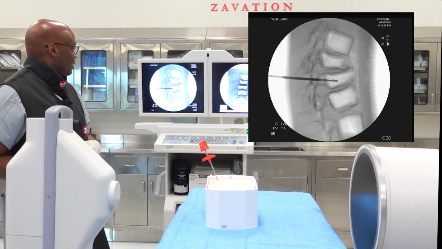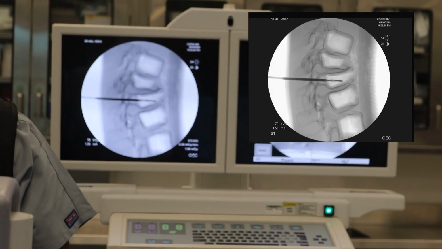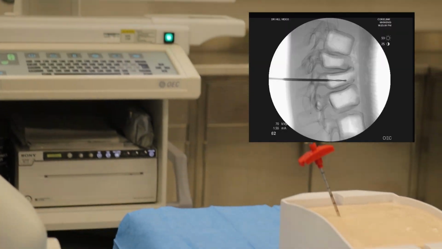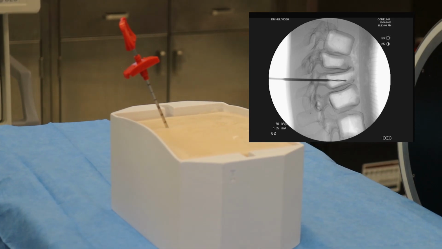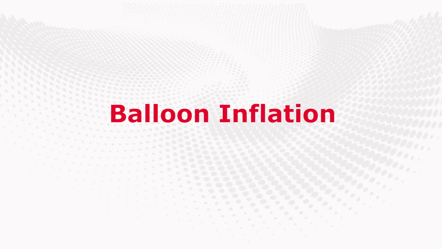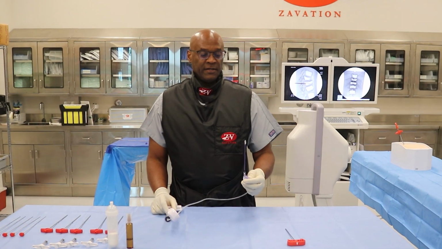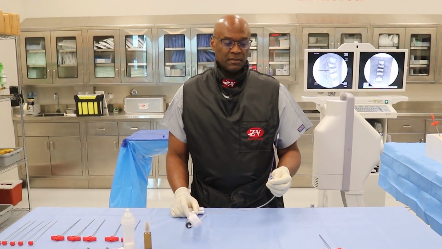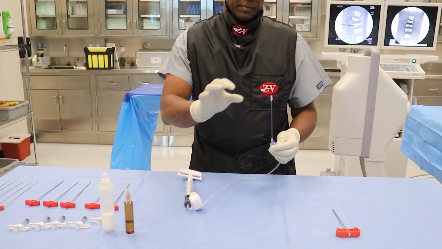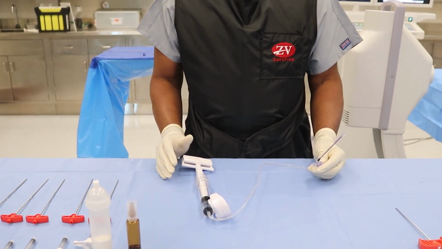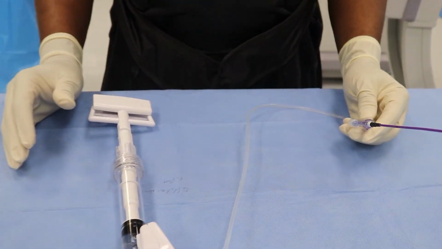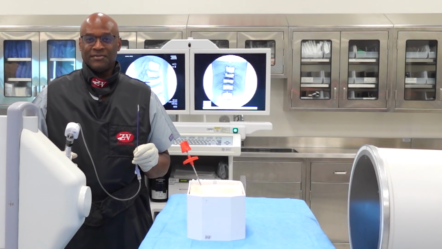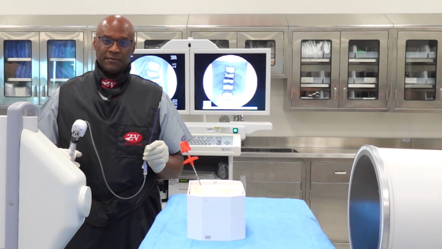Now that's given us enough access by drilling into the vertebral body to then place the inflation balloon. The Zavation ZVplasty has 3 sizes of balloons, 10, 15, and 20 millimeter lengths. And you can make the decision of which size balloon to use based on the size of the vertebral body of the patient. The next part of the procedure is to place the balloon inside the vertebral body.